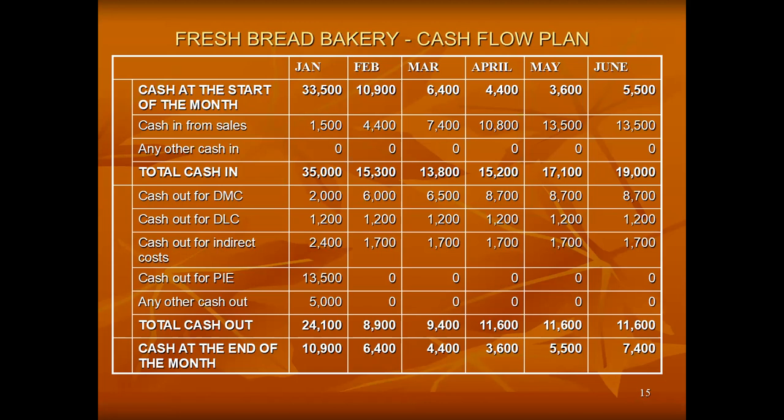10,900 is carried forward to where? To February. And so when you see February, you see 10,900 in February. So this shows that the money that you have in February, in March, in April, in May, and June are the money you carried forward from each of the previous months.